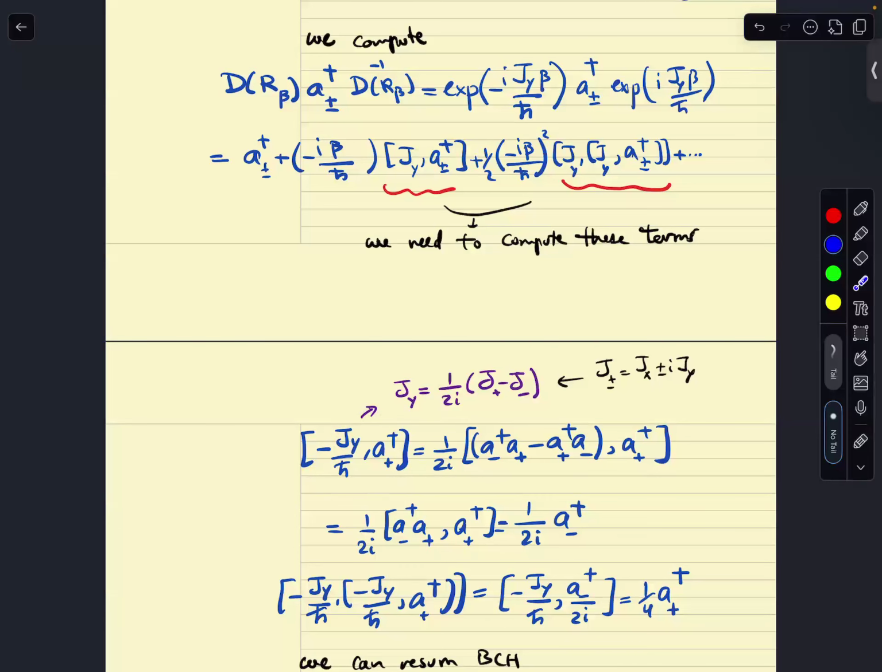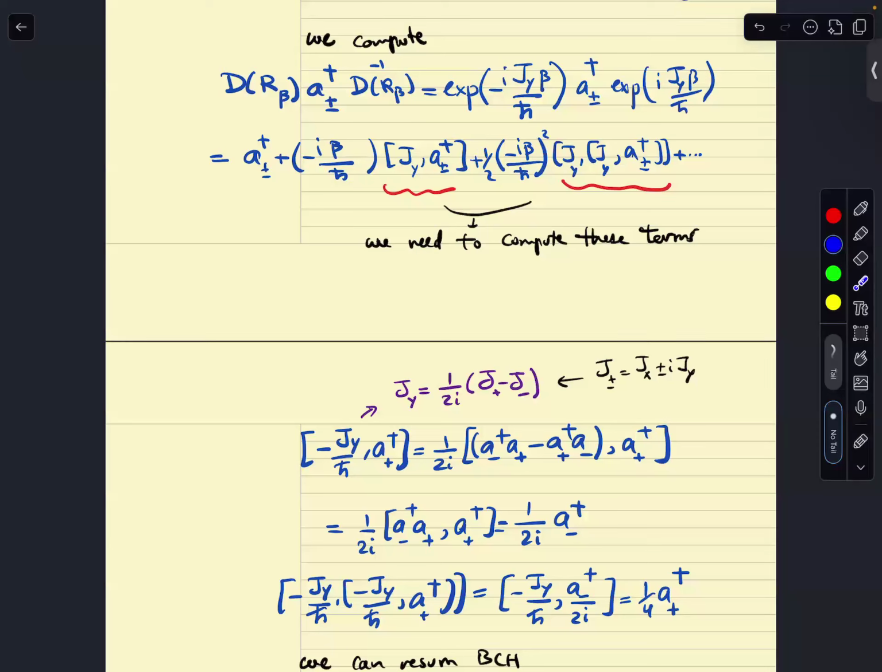So let's calculate the first term. The first term is J plus and J minus, these jumping operators, these hopping operators. I think, yeah, jump or hop operators. And this is the commutator. You just use the properties of commutation relations and the fact that the commutator is central. Hopefully you recall that. You end up with the fact that the first order commutator is 1 over 2i (a minus dagger).